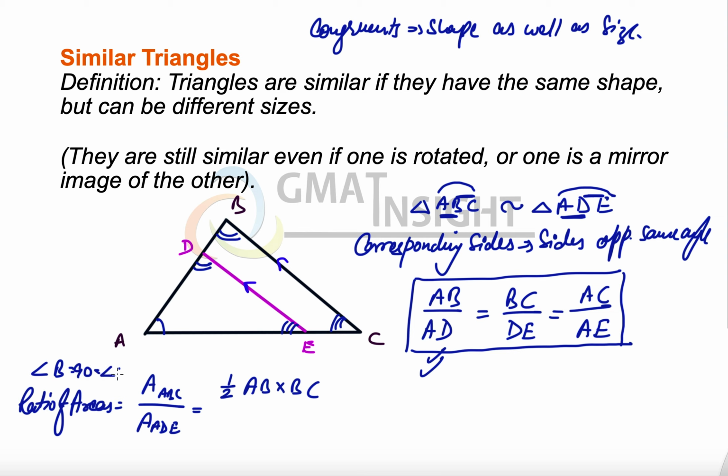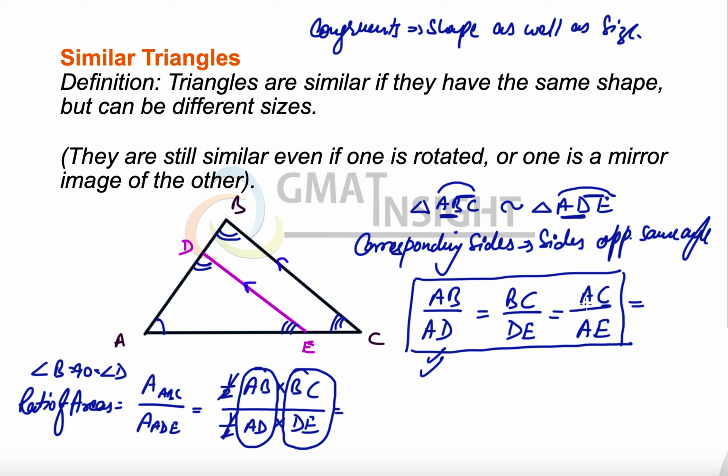That means angle D will also be 90 because these two are similar triangles. Then for the other triangle ADE, the base and height that I will have to take will be AD as the base, being next to this 90 degree angle, and DE will be the height. Now if you see this carefully, the half cancels out, and AB over AD is the ratio of the corresponding sides, which is the same as BC over DE. So the same ratio has come here twice.